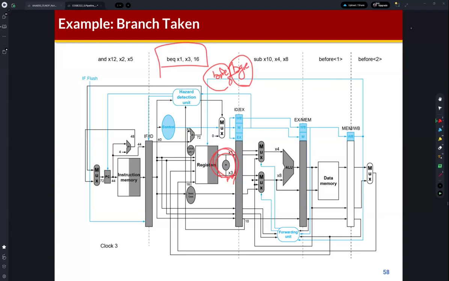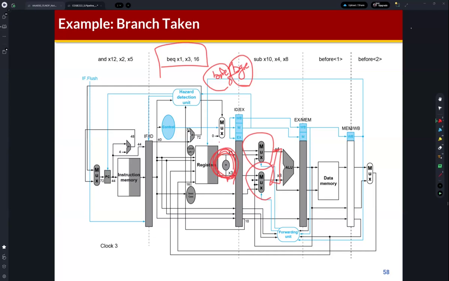In order to handle data hazards from the arithmetic and logical instructions, we added the data forwarding multiplexers in the EX stage, right? But as you can see, using this solution, the result of BEQ is detected in the ID stage. So what does that mean?